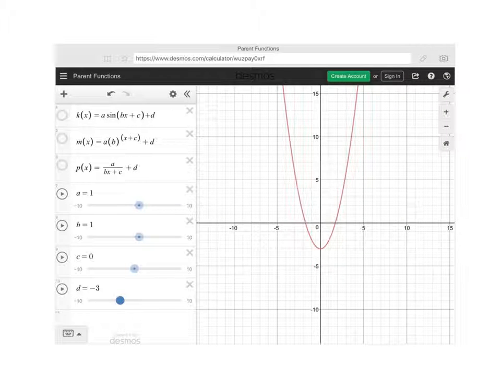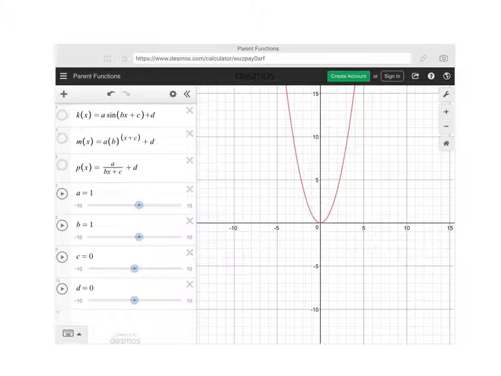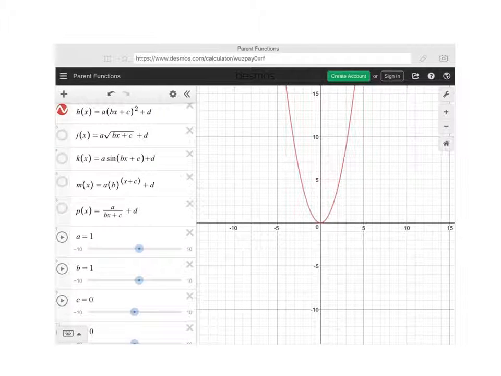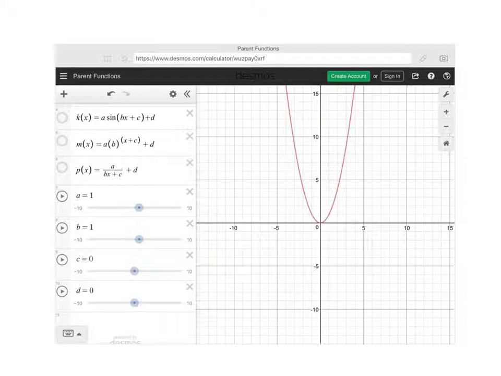So what I'm going to do is set d back to 0, and change one of these other variables. It looks like the c that's inside the parentheses there might be an important thing to look at. So based on what I just observed with d, I might present to my class that c maybe should do something similar, and they would probably say that instead of going up and down, maybe c moves it left to right, and when I increase c, it looks like the function should probably go to the right, and when I decrease it, it should go to the left.